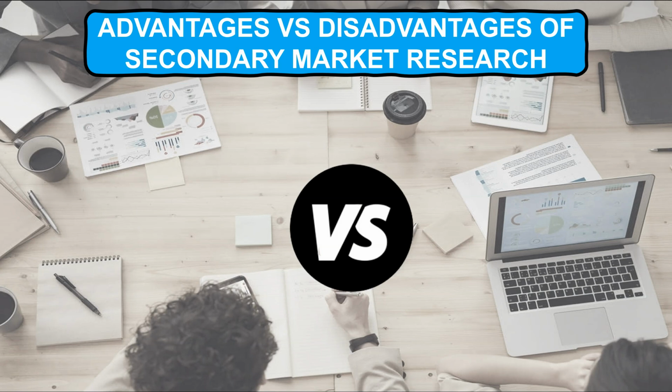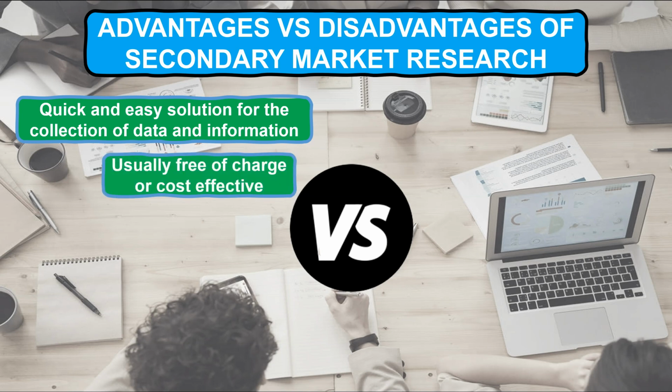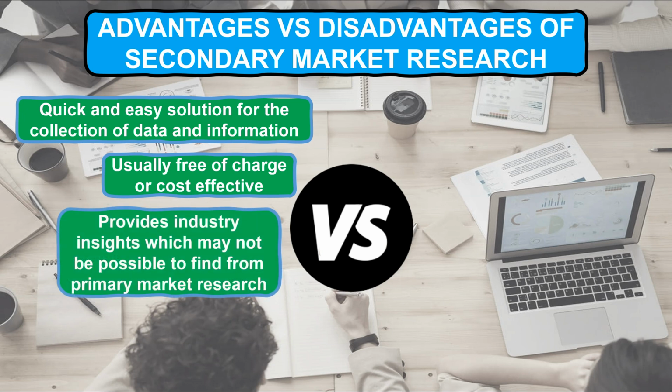So now we've looked at the common methods of secondary market research, let's take a quick look at the advantages and disadvantages that it can provide to a business. First of all, secondary market research typically offers businesses a quick and easy solution when they require data and information. A lot of secondary market research is free of charge or cost effective, and it can provide businesses with industry insights which they may not have been able to find from primary market research. Also, secondary market research is often easier to analyse, or in some cases, it's already analysed for the business at a generic level, such as in market or government reports.